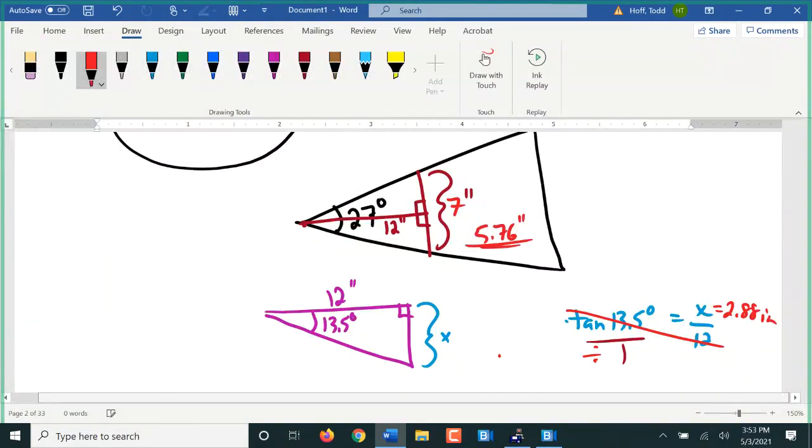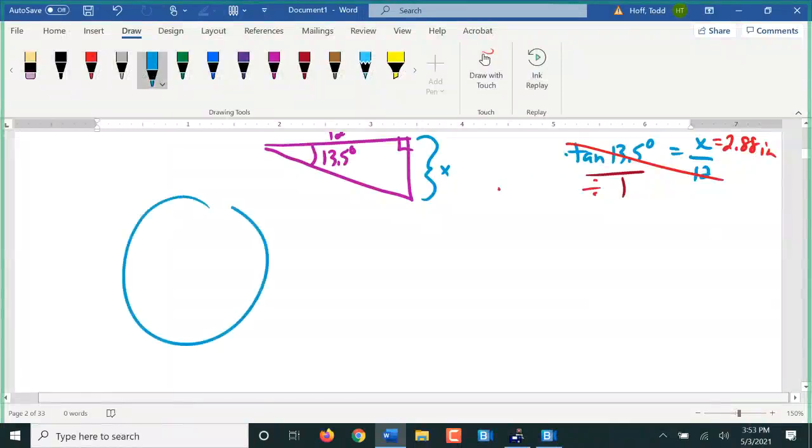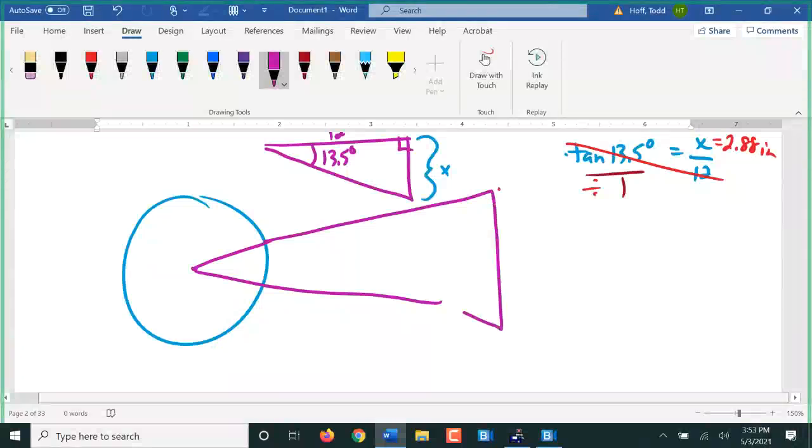That's not enough. What we have to do is we cannot start our tread here at a point. We have to start out with some width on that tread, which makes sense because there's going to be a post of some sort in the middle, right? So what we have to do is we have to do this. This is still going to be 27 degrees here. We've got to draw this out here. So this is 7 inches.